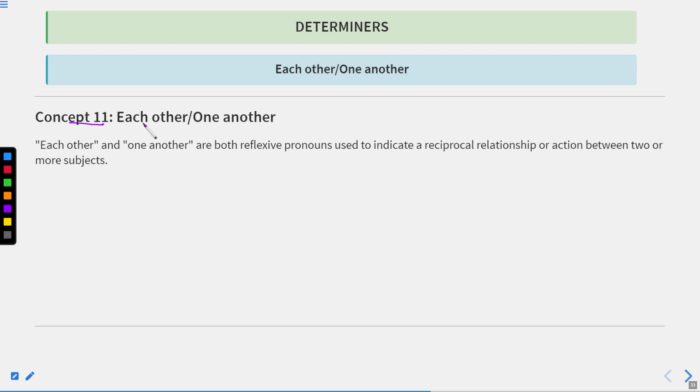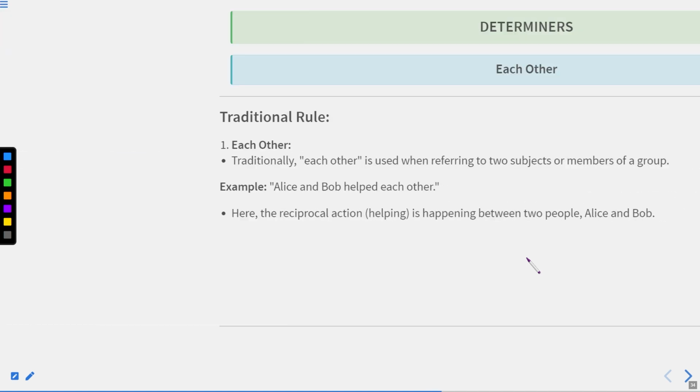Now, this is concept 11, where we'll discuss each other and one another. Each other and one another are both reflexive pronouns used to indicate a reciprocal relationship or action between two or more subjects. They both are reciprocal pronouns. Each other is used only for two people, whereas one another is used for more than two people.